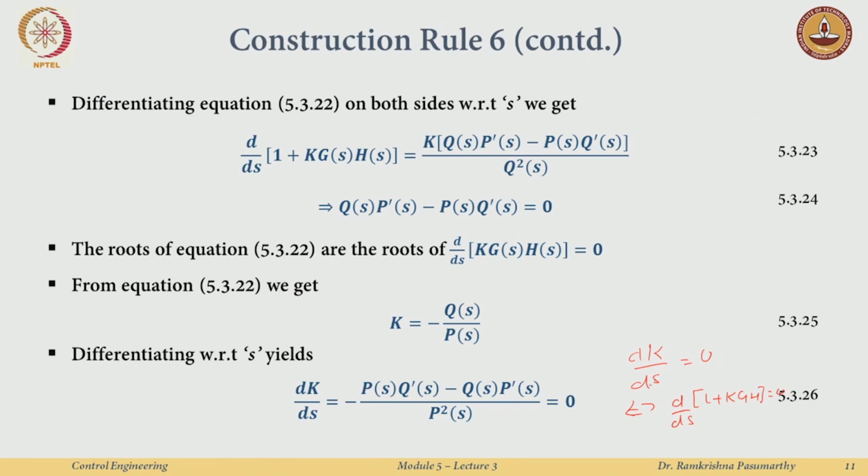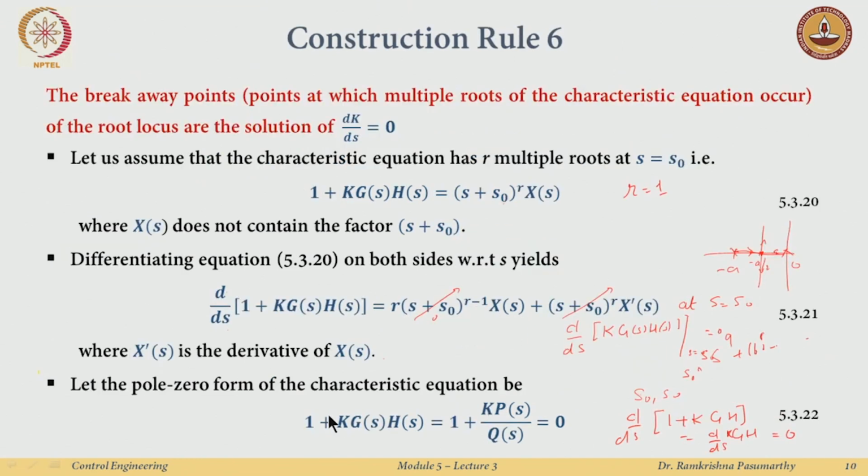So this condition tells me that there is a breakaway point, right. The breakaway points are the points at which multiple roots of the characteristic equation occur, and the solution of this will be the exact breakaway point. You can compute this. I think here it would be very trivially satisfied.